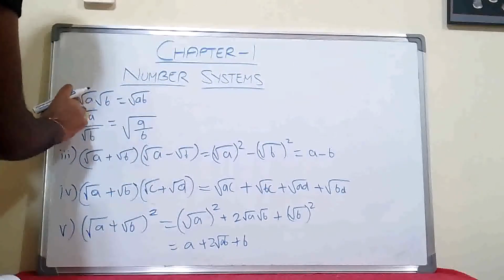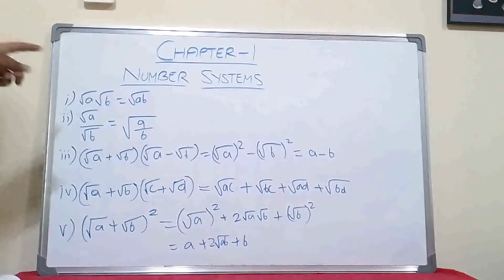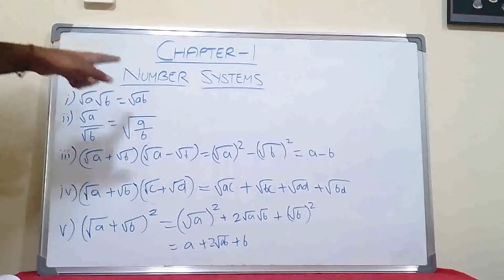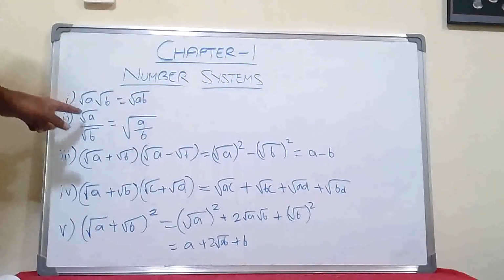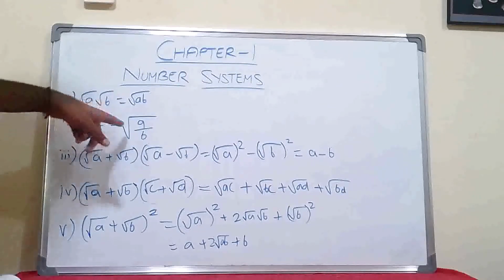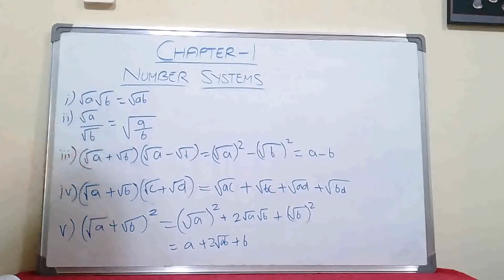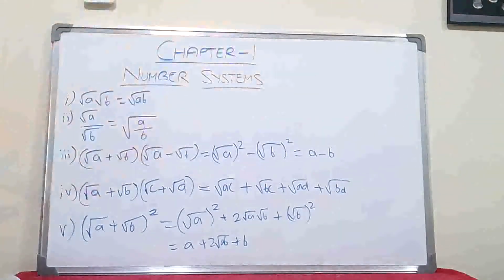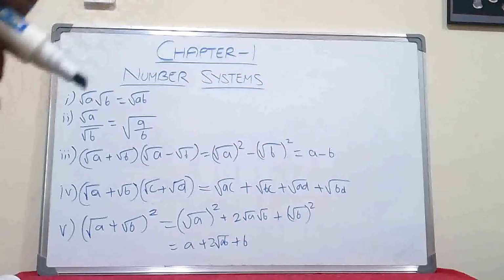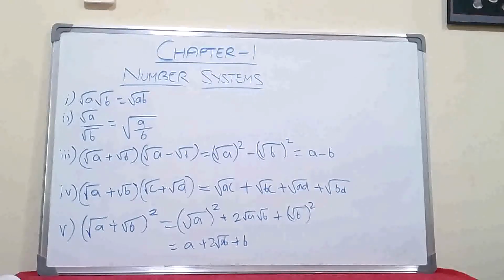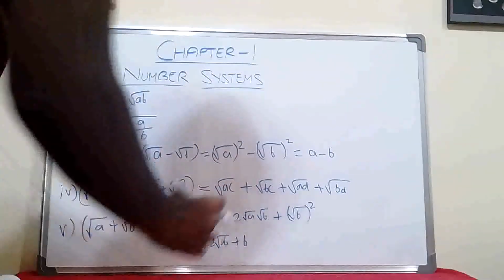So square root A and square root B will be square root AB. Likewise, root A by root B will be root A by B. So they'll get combined. Now the third one is the identity. The third identity we learned last year. That is A plus B into A minus B is A square minus B square. So here root A plus root B into root A minus root B equals root A square minus root B square. Here, because they have been squared, the root gets cancelled and it becomes A minus B.